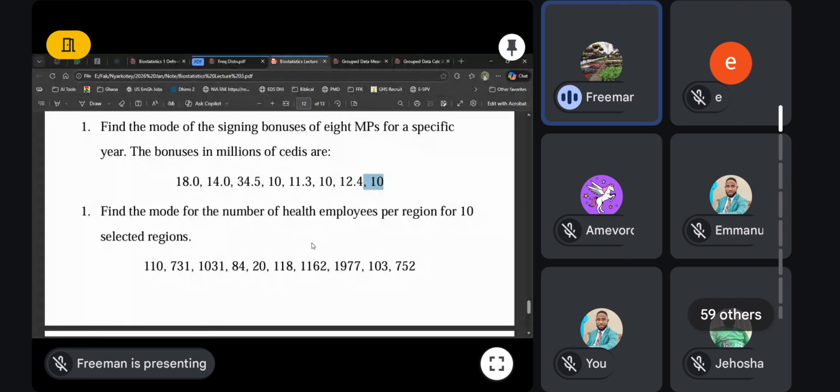What is the mode for this data? There's no mode, sir. There is no mode. So there is no mode.